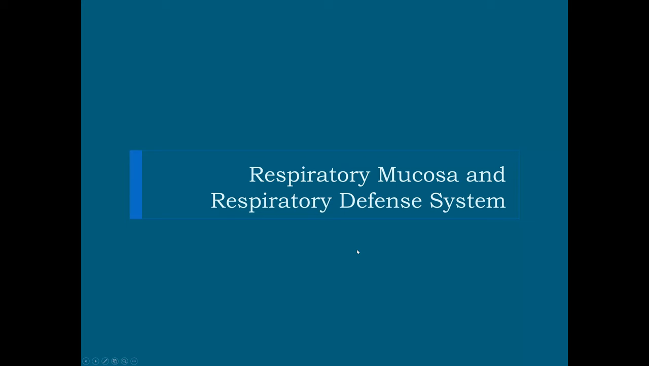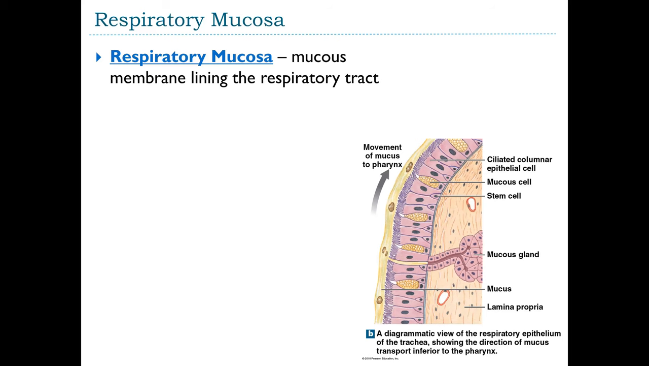In this section, we'll talk about respiratory mucosa and the respiratory defense system. So the respiratory mucosa is the mucous membrane that lines the respiratory tract. And back in A&P 1, we talked about four types of tissue membranes. There was a cutaneous membrane, a mucous membrane, a synovial membrane, and then a serous membrane. And so this is one of those four types of membranes.